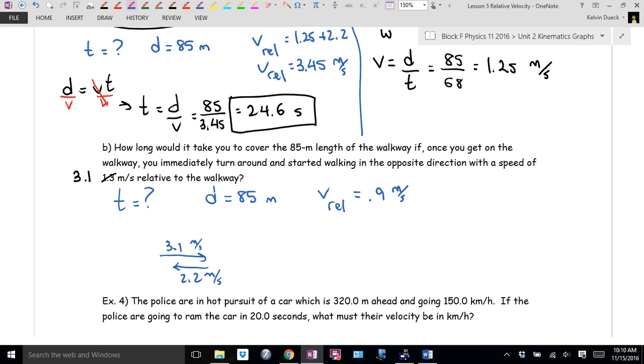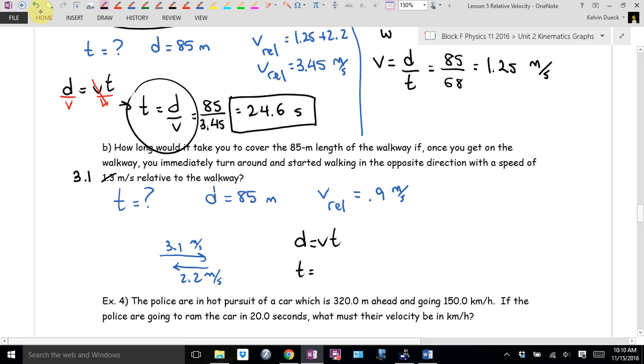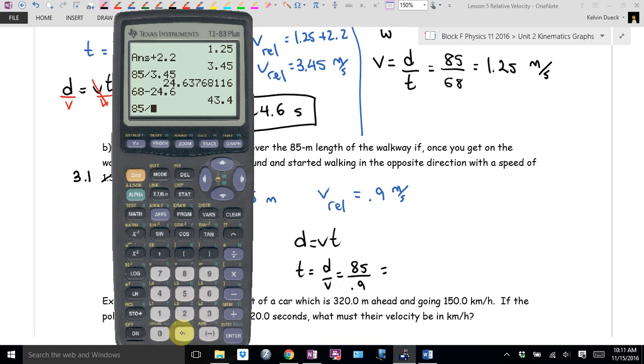0.9? And they want me to find time? I guess if I wanted to, McKenna, I could go d equals vt, and then how would I get the t by itself? But you know what? I've got the equation sitting right there, don't I? So t equals d over v. It's going to be 85 divided by 0.9. It's going to take a while. 94.4 seconds.